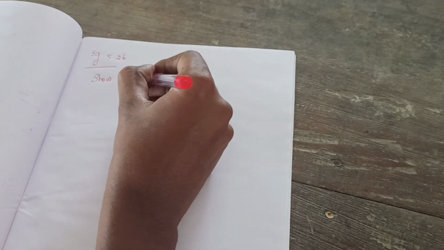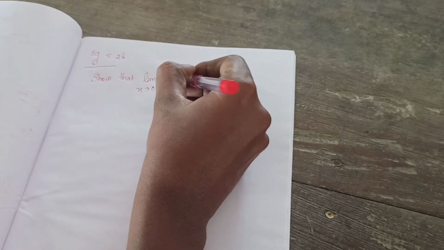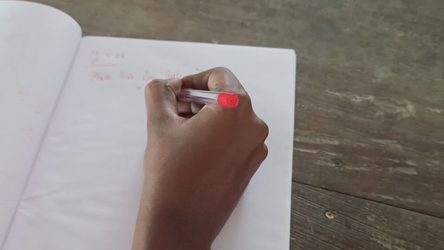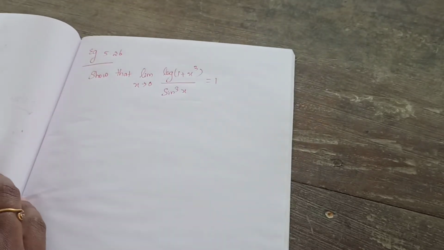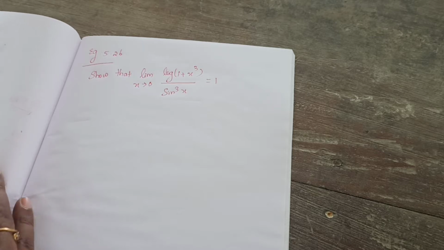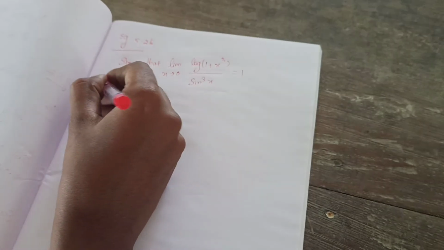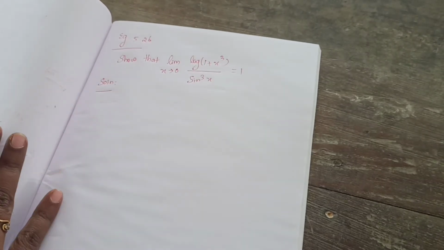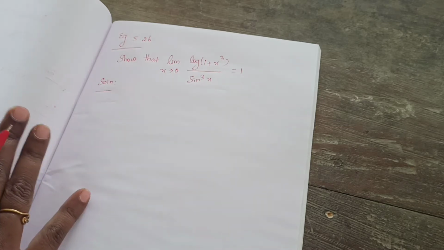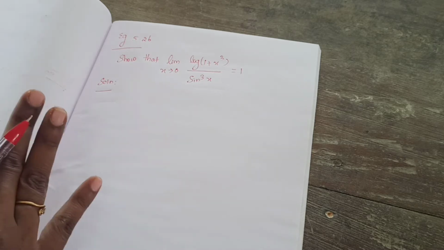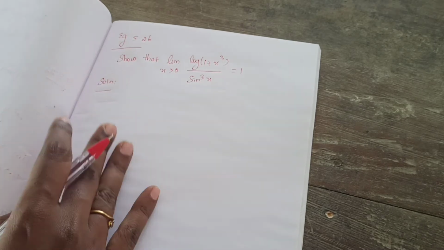Show that limit x tends to 0 log(1 plus x cube) divided by sine cube x is equal to 1. We need to prove log(1 plus x cube) divided by sine cube x is equal to 1. So first, keep it in mind, learn the 7 standard limits. Without learning those 7 standard limits, we can't do this. If you are thorough in that, you know how we need to change and how we will find out the limit. So be very thorough in that.